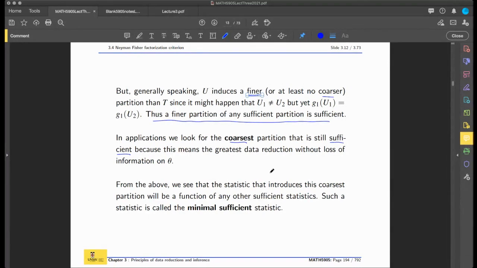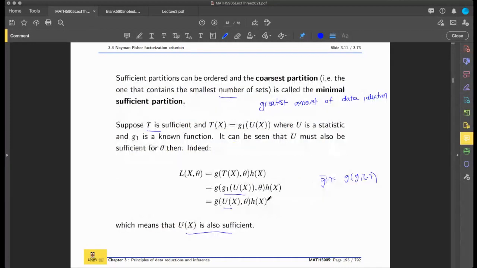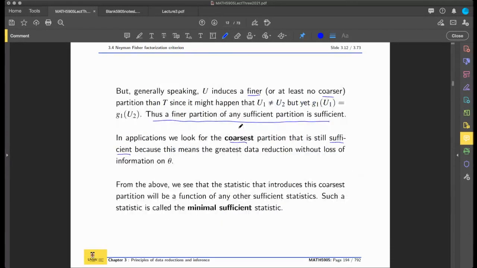Okay, and so we see that the statistic that introduces the coarsest partition will be a function of any other sufficient statistic, because we can just write it in this particular form here. And it can be a function of any other sufficient statistic. And then we call such a statistic the minimal sufficient statistic. We'll also look at strategies to find minimal sufficient statistics. Right now we've only seen how to find sufficient statistics. We'll also see how we can find minimal sufficient statistics as well.